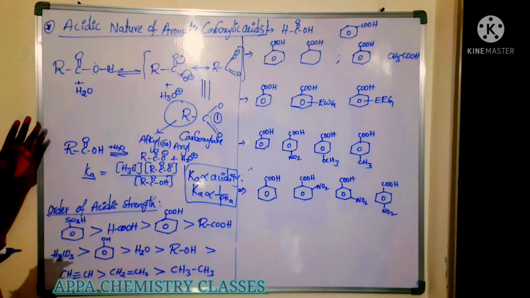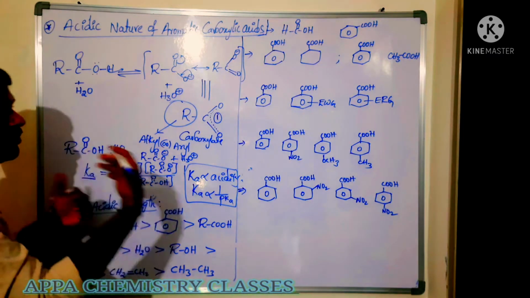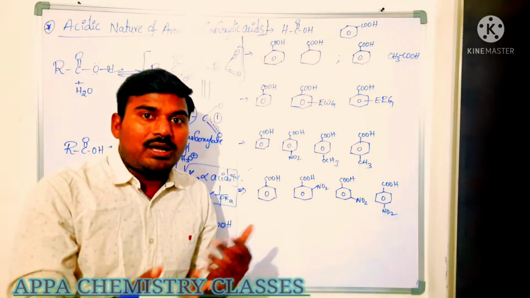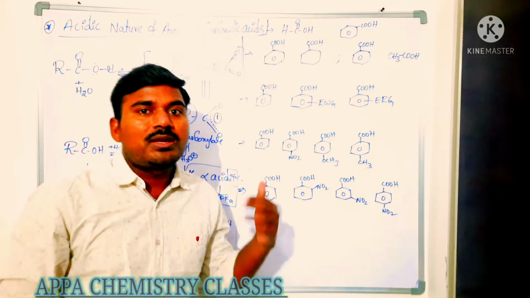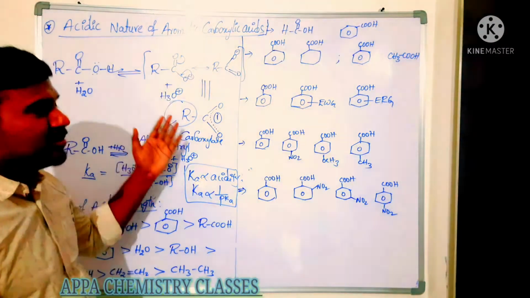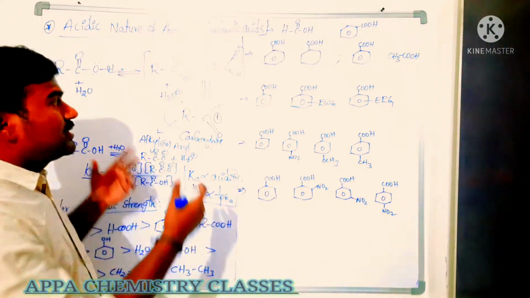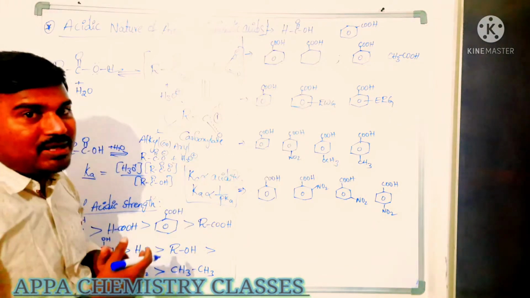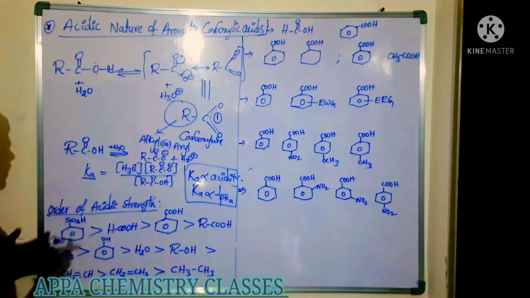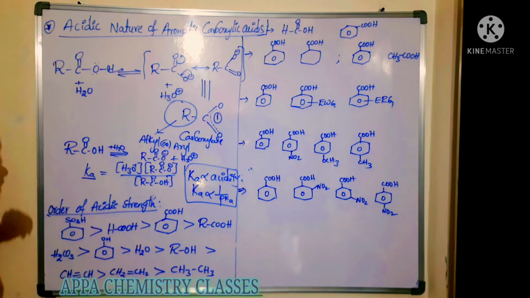Is that clear? Why are carboxylic acids more acidic than alcohols and phenols? Because the carboxylate ion which is present in the carboxylic acid is stabilized by resonance. That is, the carboxylate ion is stabilized by resonance. Is that clear? Now let us get into some of the examples here.